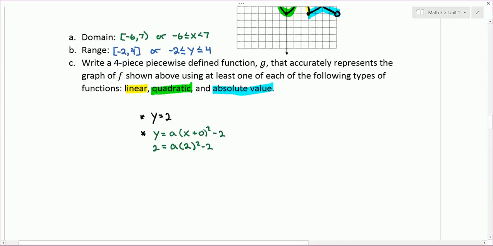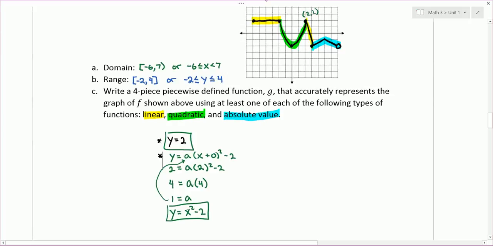To solve, I'm going to add 2 to both sides of the equation, and I'm going to square the 2 here, divide by 4, a is 1. So plugging 1 back into the original that I had here, we can finish this up as y is 1, which I'm not going to write the 1, x squared minus 2. So now we have our second piece.